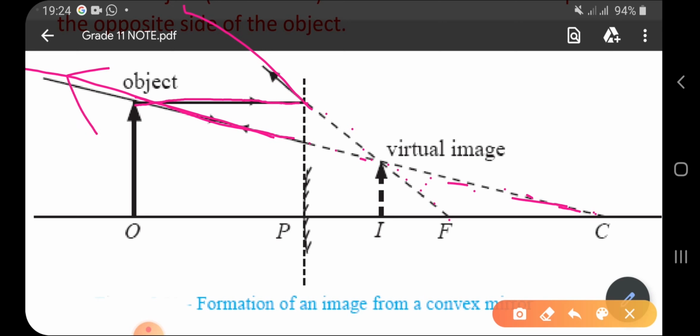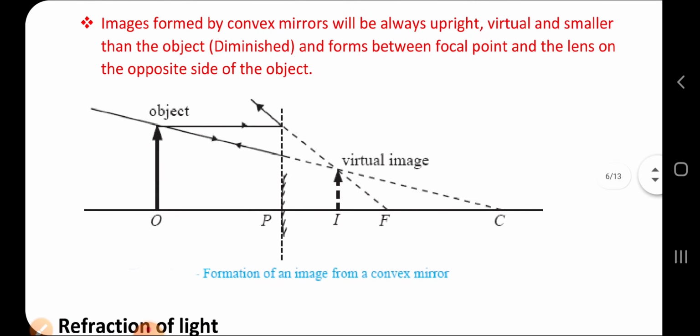So what's the meaning of virtual? You can't take that image onto a screen, right? So that's all regarding spherical mirrors.